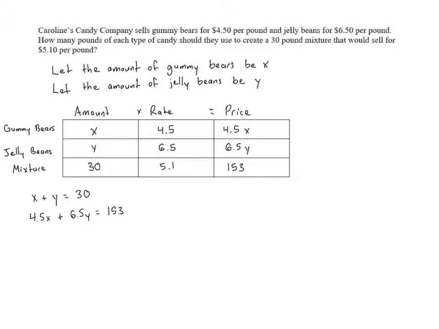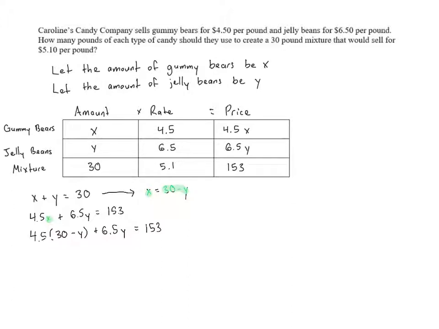I'm going to use substitution, and I'm going to isolate x in the first equation. If we subtract y from both sides, that gives us x equals 30 minus y. And now I can make my substitution. Wherever I see an x in the other equation, I can replace it with 30 minus y. So the other equation is 4.5 times x, but x is the same as 30 minus y. So it's going to be 4.5 times (30 minus y) plus 6.5y, and that equals 153.